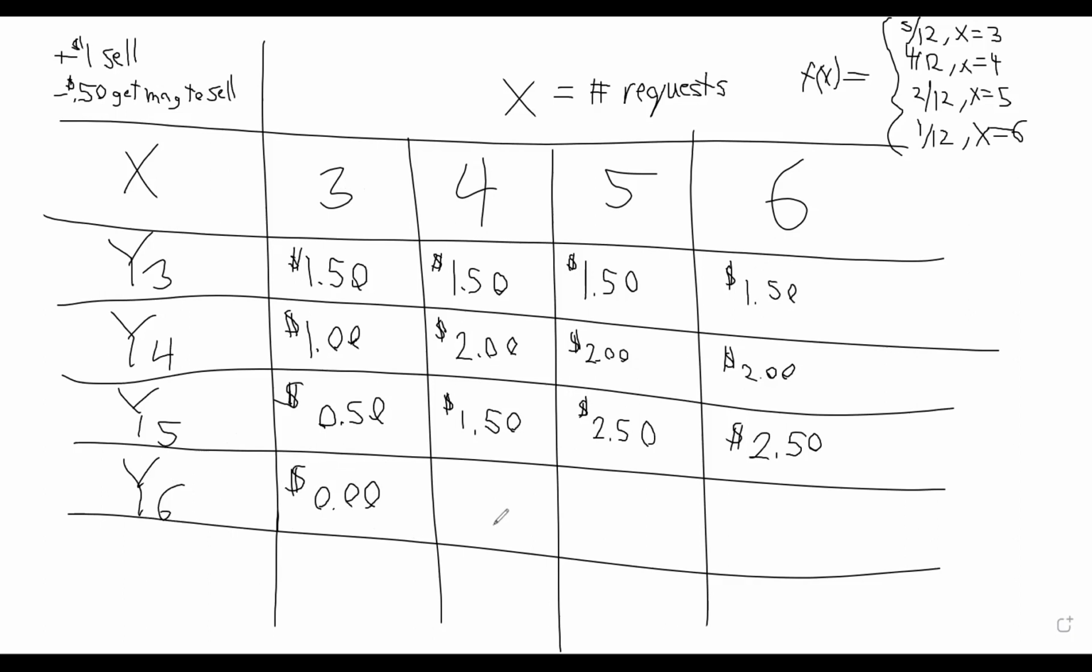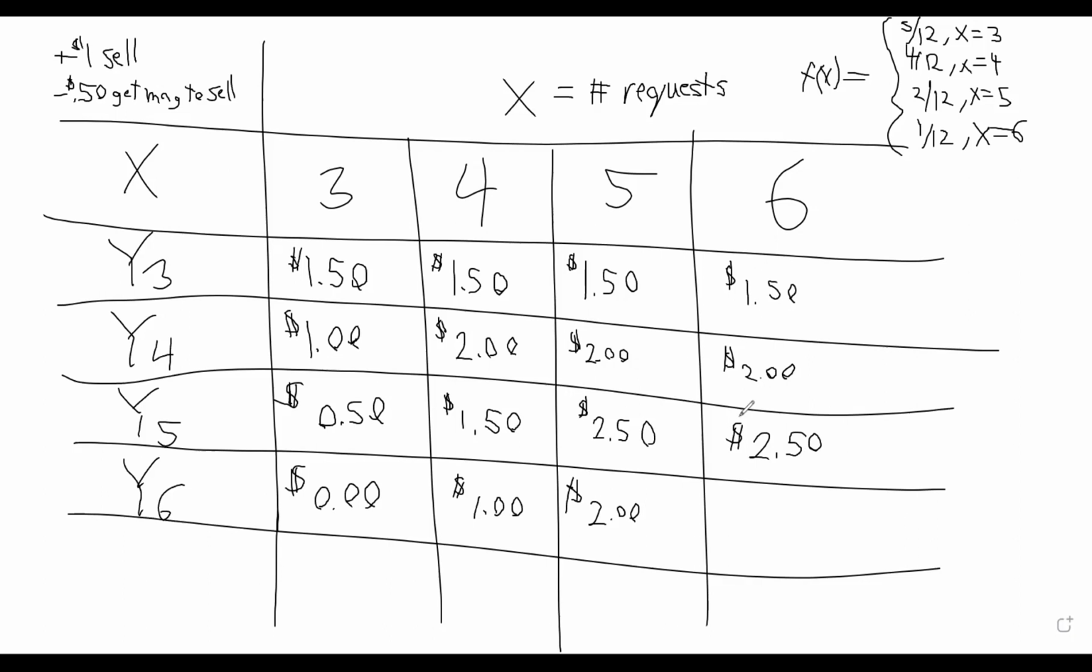If he gets 4 requests, then it costs him $3, but he makes $4, so he makes a net of $1. If there are 5 requests, then he makes $5 after spending $3, and he gains a net of $2. And then this is the best case scenario, which usually wouldn't happen.